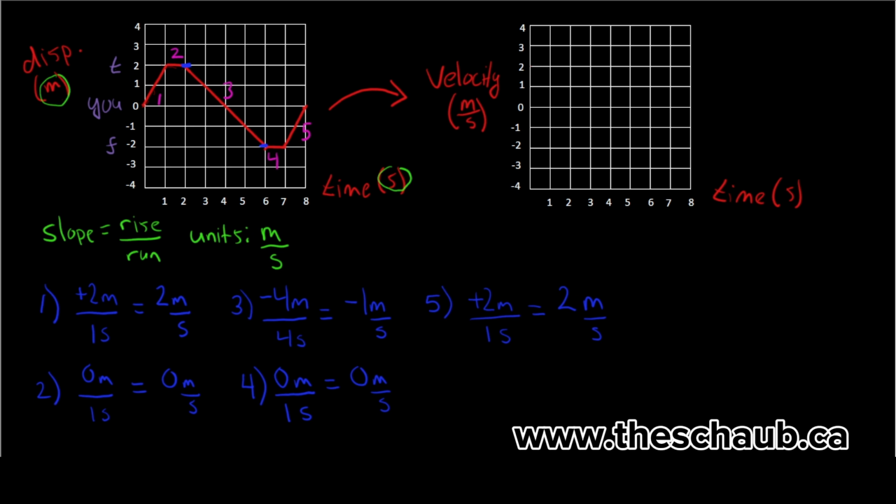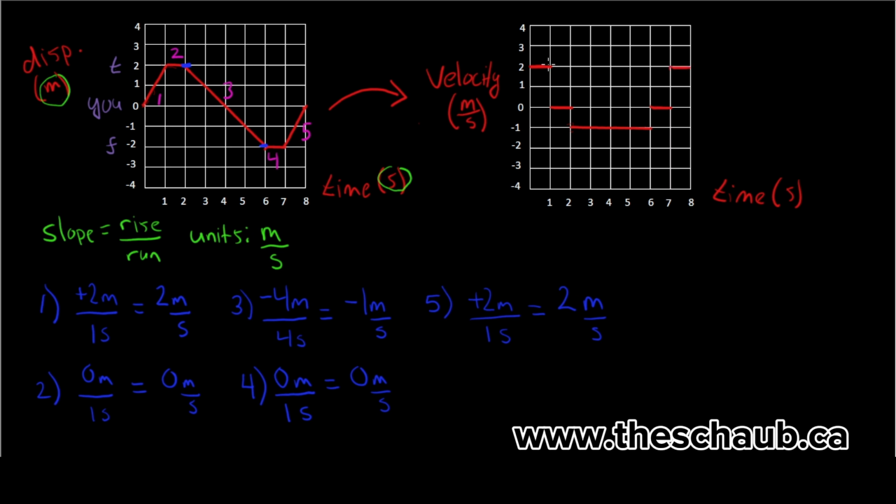In the first segment, we move at 2 meters per second for 1 second. In the second segment, we're at the teacher's desk and we're not moving, so we have a velocity of 0 meters per second for 1 second. After that, we move at -1 meters per second for an entire 4 seconds. In the fourth segment, we again stop at our friend's desk and we move at 0 meters per second for 1 second. In our fifth and final segment, we're walking back to our desk and we move at 2 meters per second for 1 second.